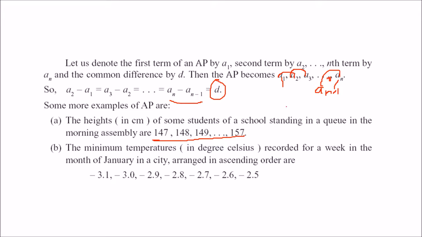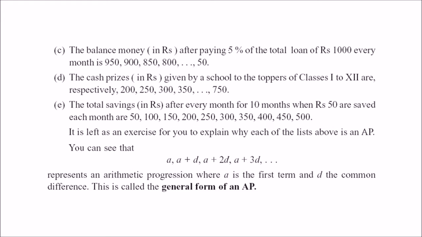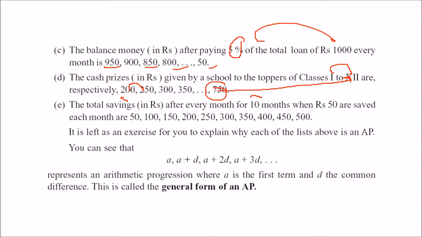So in school, if you are standing in a queue in a morning assembly, the heights will form an AP like this. The temperatures you record for a week in the month of January in a city, if arranged in ascending order, may form an AP. The balance money after paying 5% of a total loan of 1000 forms an AP. Again, the cash price from class 1 to 12: 200 if it starts, if you add 50 rupees, 200, 250, it goes up till 750. The total saving after every month for 10 months when rupees 50 are saved: 50, add 50 again, you go up to 500.